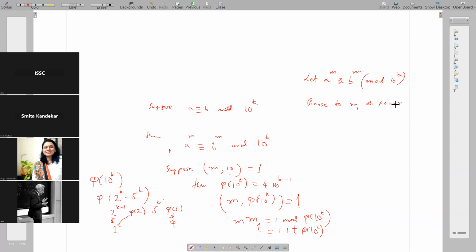So this raised to m1 is congruent to this raised to m. A raised to m raised to m1 is congruent to b raised to m raised to m. So let me write that: A raised to m raised to m1 is congruent to b raised to m raised to m mod 10 raised to k. But m1 is equal to 1 plus p times pi of 10 raised to k.